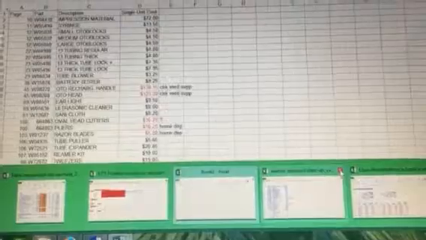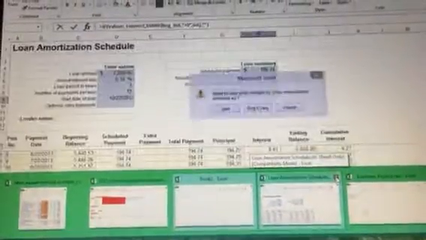So I'm going to show you in terms of the COGS and all those shenanigans. I'm going to get rid of these other ones that are open right now. Sorry.